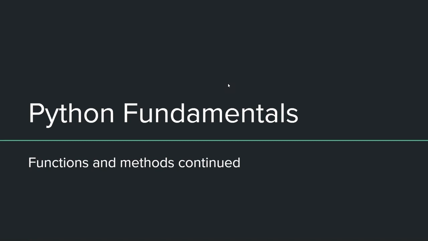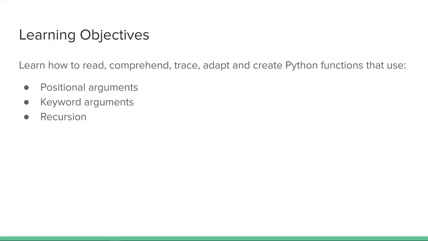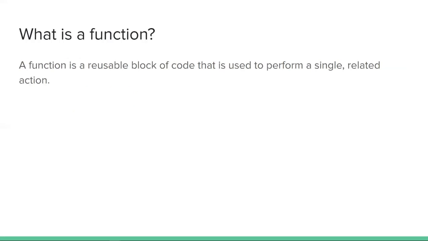We're going to continue learning about functions and methods, right? So our learning objectives for this video are to understand how Python functions are used. We're going to be speaking about positional arguments, keyword arguments, and recursion. Okay, so a function is a reusable block of code that is used to perform a single related action.